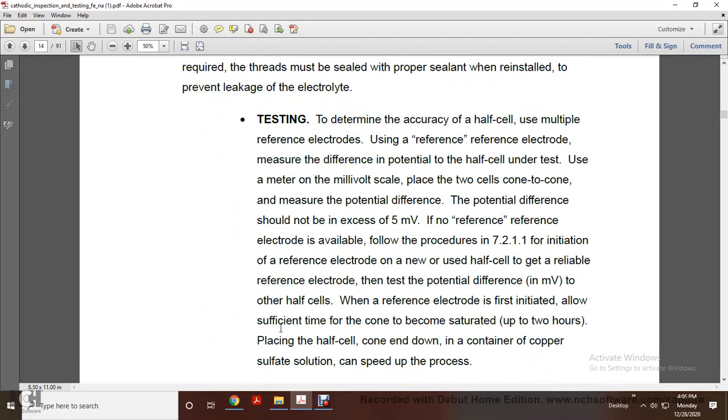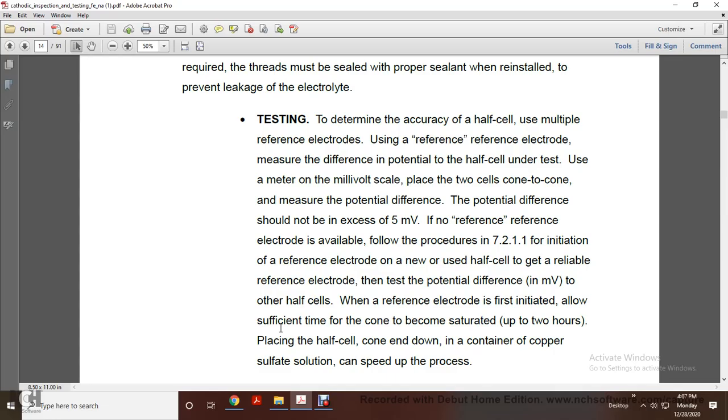Half cell testing. Determine the accuracy of the half cell. Use multiple reference electrodes. Use the reference electrode to measure the potential difference of the half cell. Under test, use the meter with a millivolt scale. Place two cells cone to cone. Measure the potential difference. The potential difference should not exceed 5 millivolts.